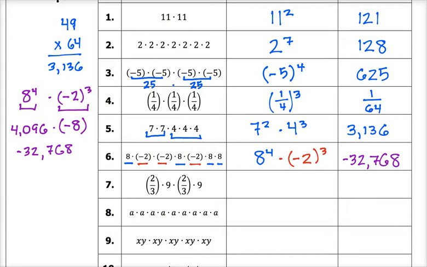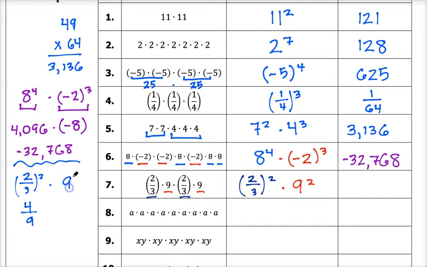For number 7, I have 2/3 times 9 times 2/3 times 9. So 2/3 is in here twice, so that would be 2/3 squared. And 9 is in here twice, so that would be times 9 squared. Well, let's think about what 2/3 squared is. 2/3 squared would be 2/3 times itself, so that would be 4/9. And then 9 squared is 81, so that would be 4/9 times 81. Well, 4/9 times 81, 9 and 81 cancel, and you end up getting just 36.